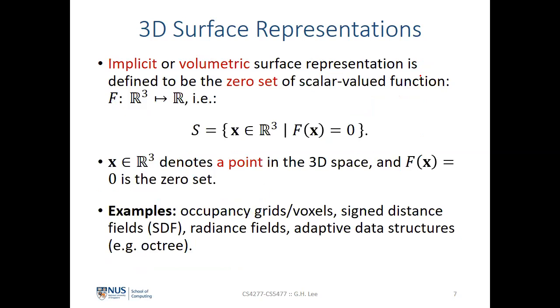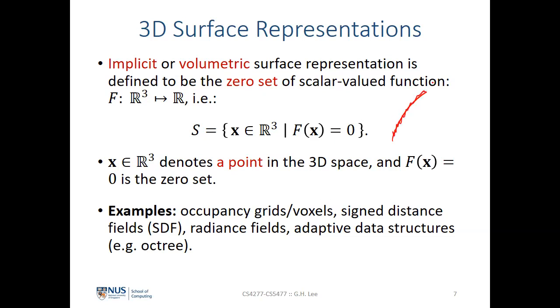There's also another major type which is called the implicit or volumetric surface representation. This is defined to be the zero set of a scalar-valued function. On 2D, what this means is that, let's say I have a surface over here.